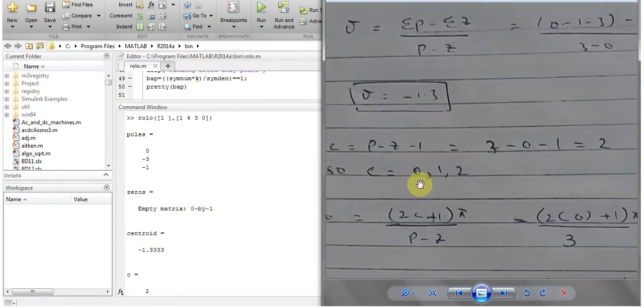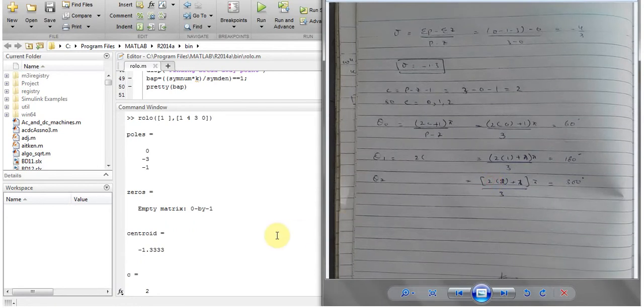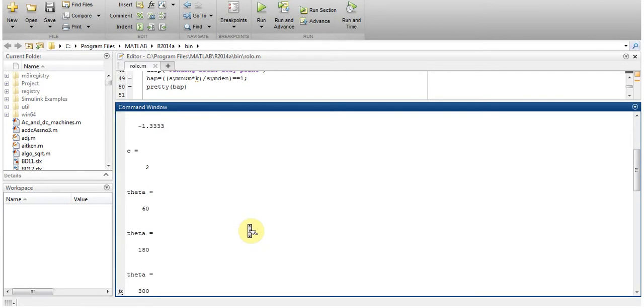And then the value of C is 0, 1, 2. So the value of C starts from 0 and goes up. And with the help of this, we're going to find theta 1, theta 2, and theta 3. So here we have 60, 180, and 300.